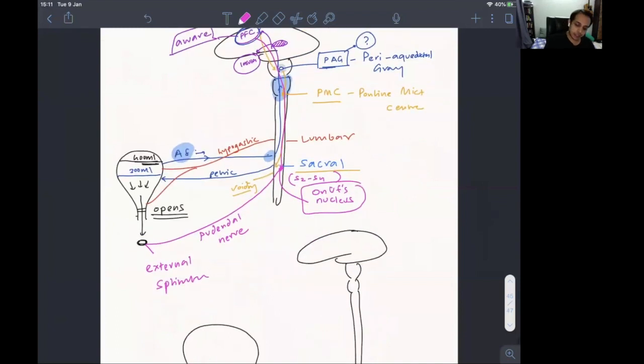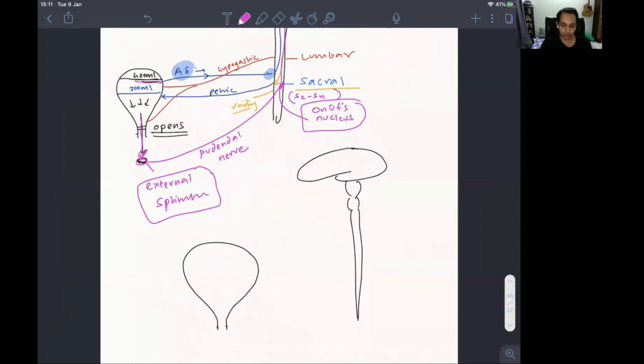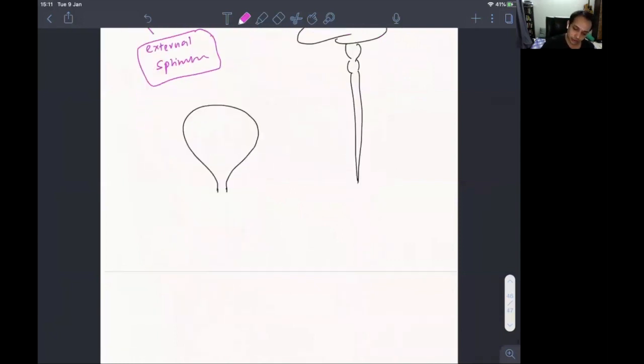So even if your bladder is full and your internal sphincter opens, you can stop voiding by shutting down the external sphincter. And this happens via the pudendal nerve. So that is the last step in your bladder discussion.